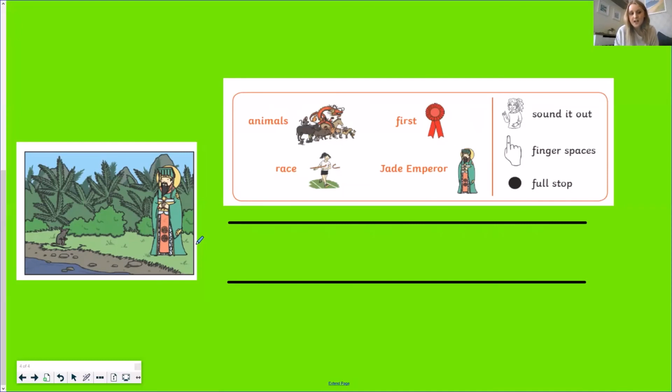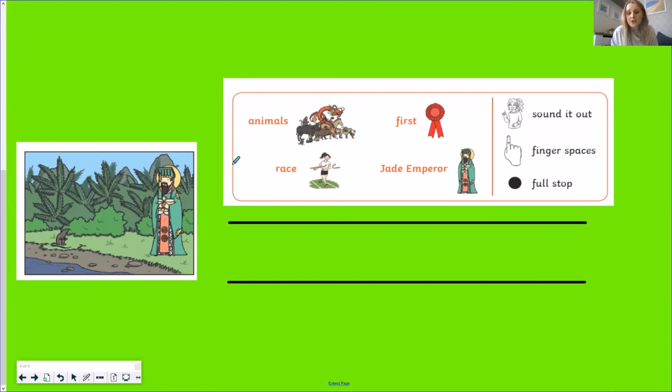Perhaps you said, the rat was first. Perhaps you said, the rat came first. Or perhaps, the rat came first in the race. I would like you to choose your own sentence for your task this morning. And I would like you to have a go at writing it using our sounds and finger spaces and a full stop at the end. And of course, if you need to, you can use the word bank at the top.